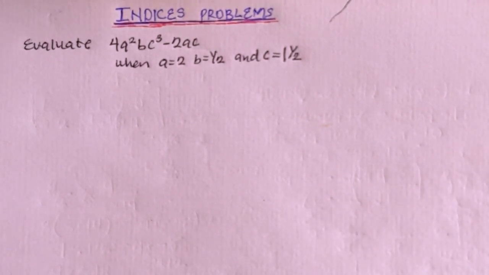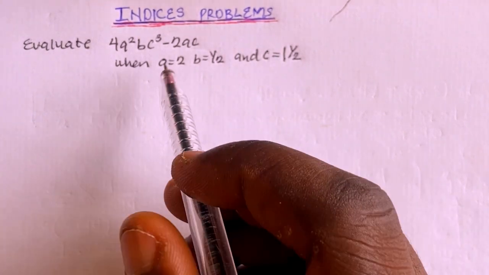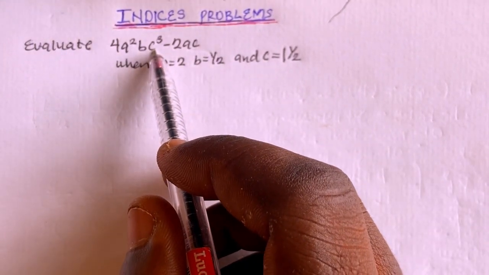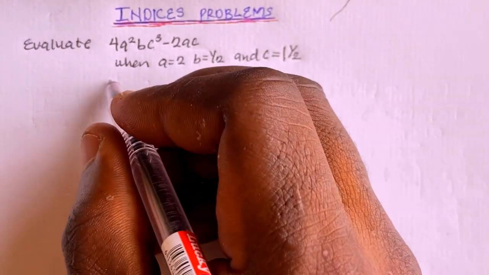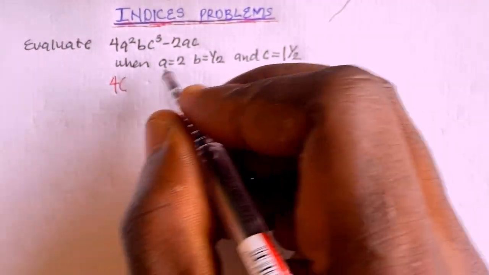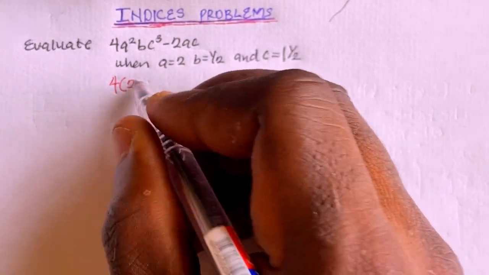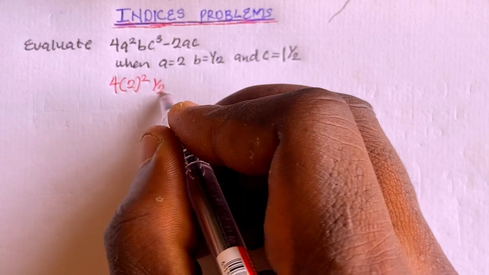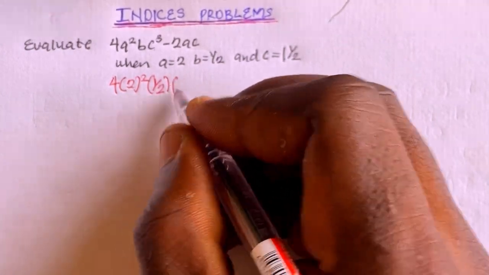What we are going to do in this case is that the first thing we need to do is go direct and just substitute all the values here. So substituting, I'm going to have 4 into brackets, a is 2, that will be 2 squared. Then multiply b. What's our b? That's 1 over 2. Let me just put it inside a bracket. Then open another bracket for c.